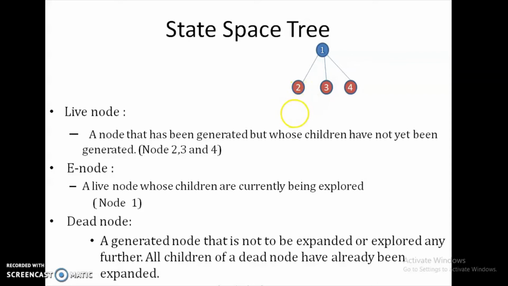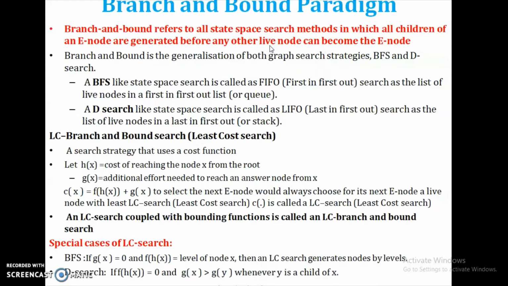So that node is known as dead node. So let's see branch and bound technique in detail. Branch and bound refers to all state space search methods in which all children of an E node are generated before any other live node can become E node. Now that is clear to you, I think, right?